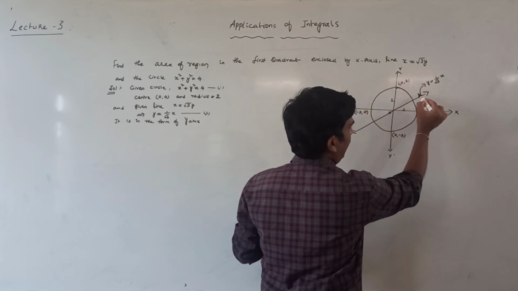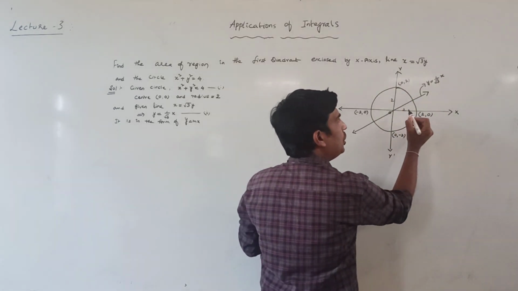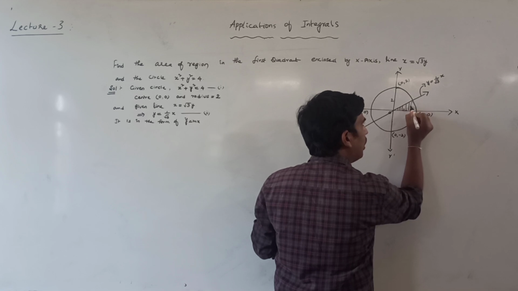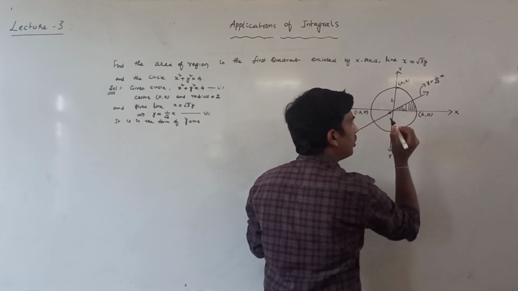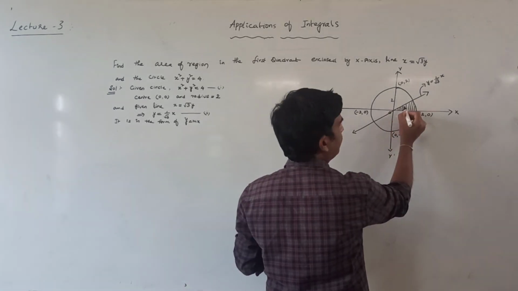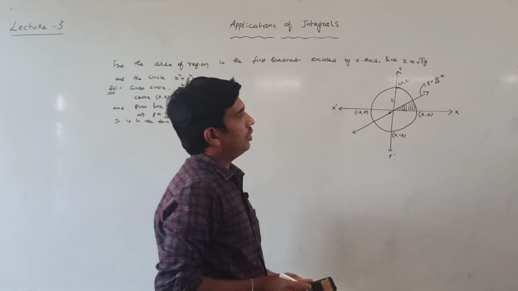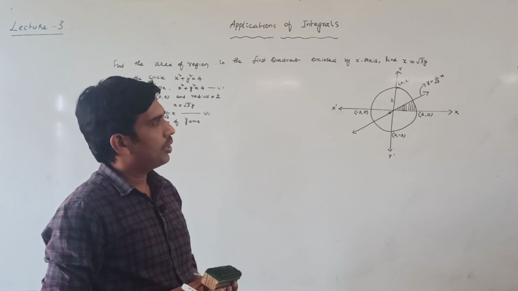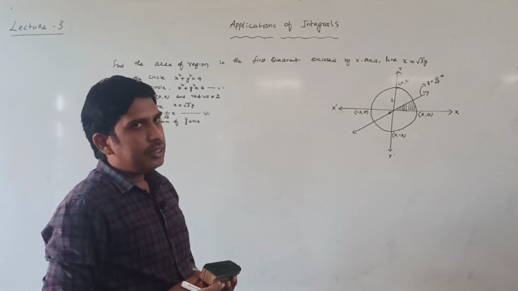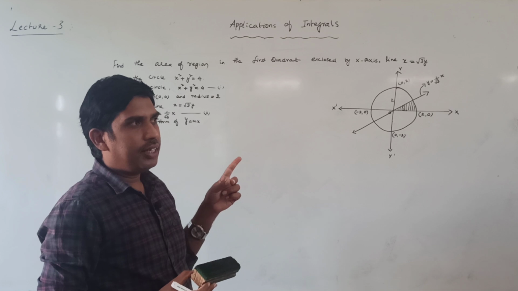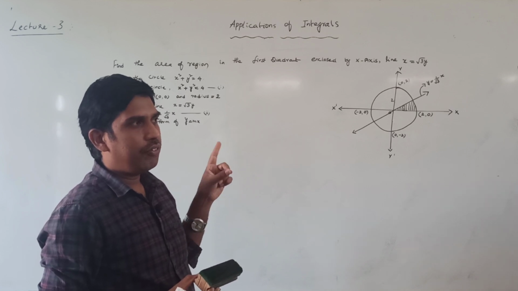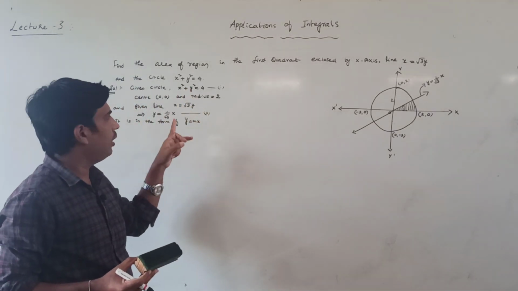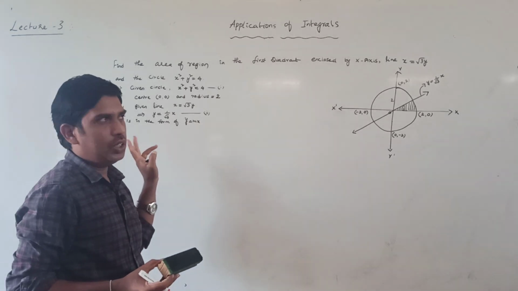The region bounded by x = root 3 y and the circle. So shade the required region. So this is the reason why I shaded it; that is what we have to find out. Here the area is bounded with one line and one curve. The curve is nothing but the circle, and the line is nothing but the straight line.